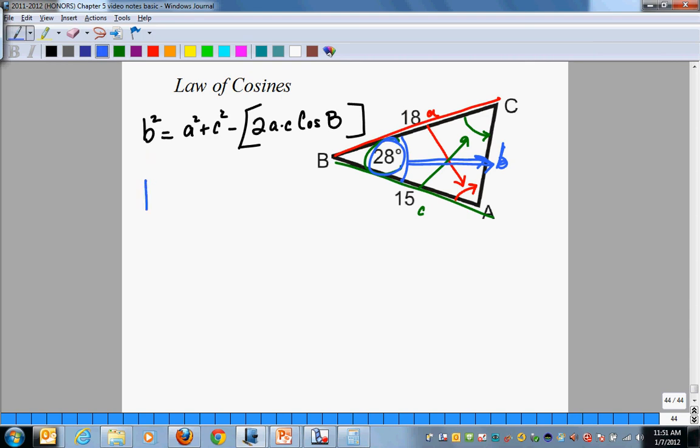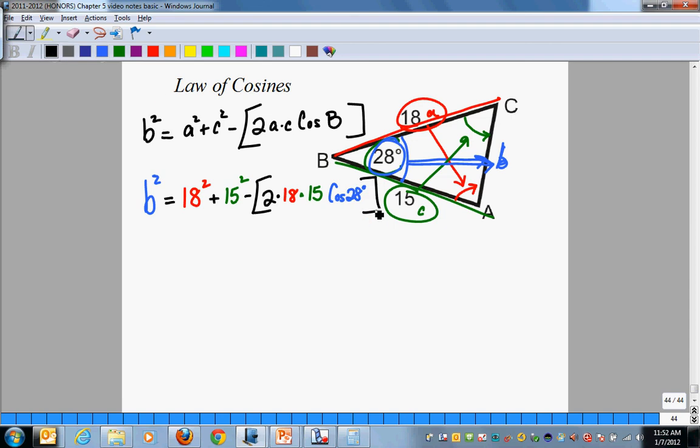B we do not have, so it's simply b squared equals, we do have A. A is 18. We're going to square it. Plus, we do have C. We're going to square it. Minus 2 times A again, times C again, times the cosine of B, which is 28 degrees.